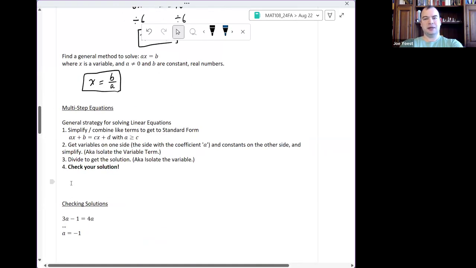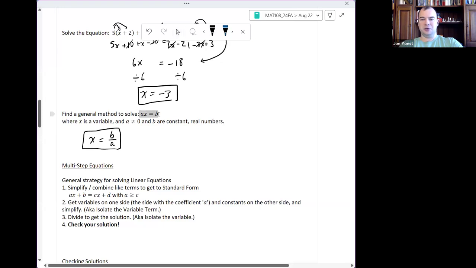Okay, so now we're going to try to combine these previous ideas. So the previous ideas were one-step equations because I only needed to do one.